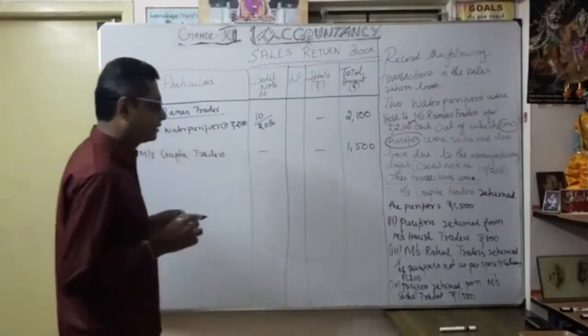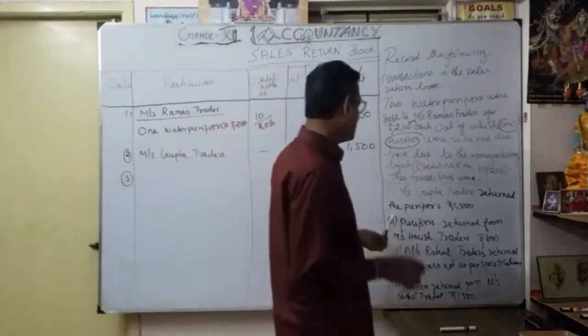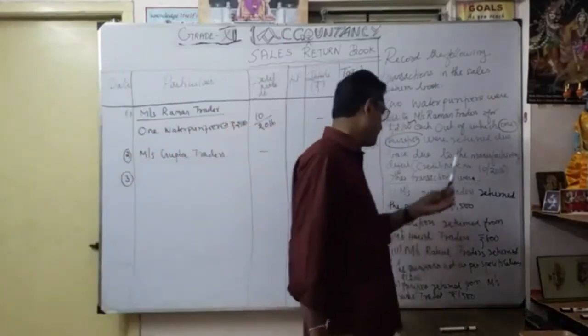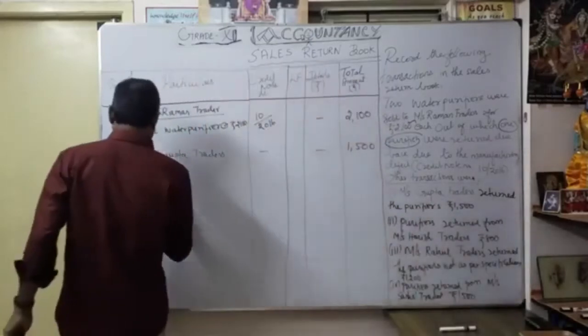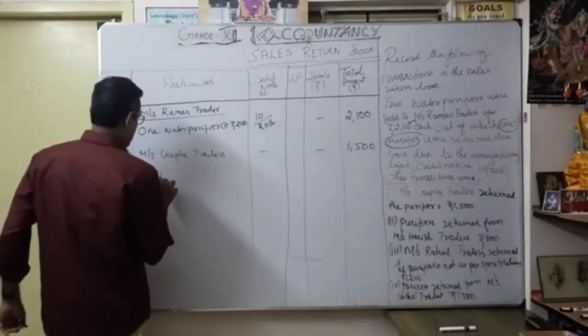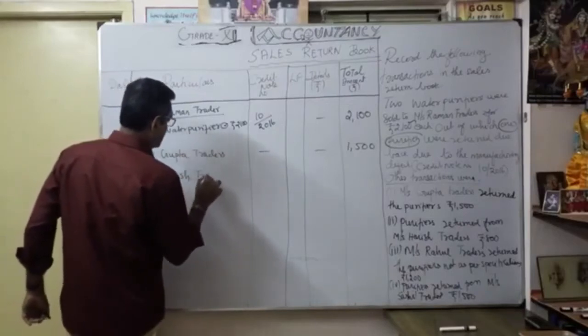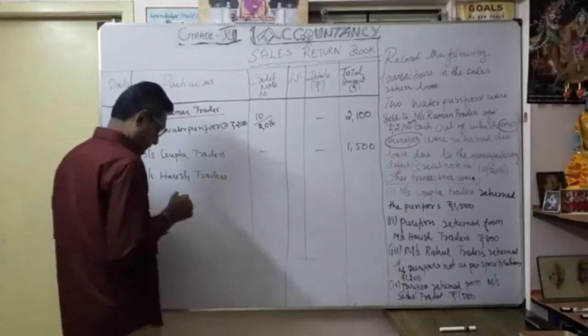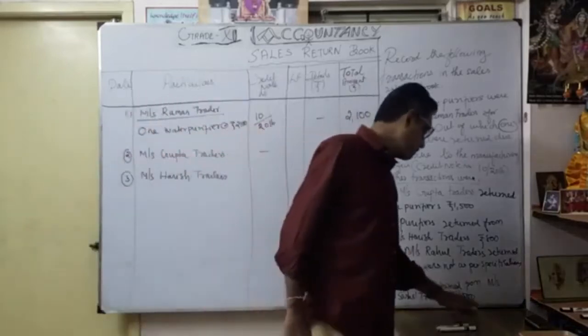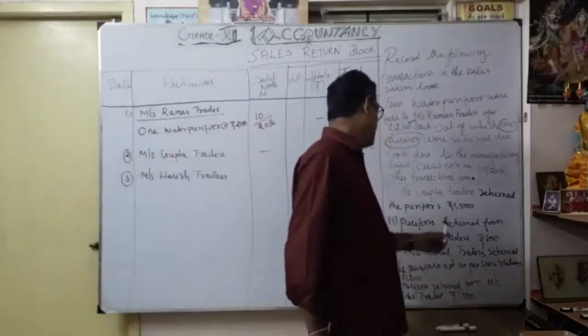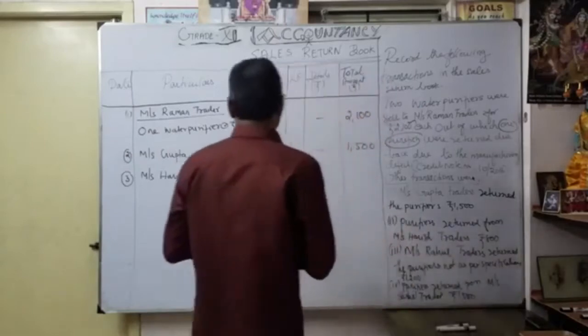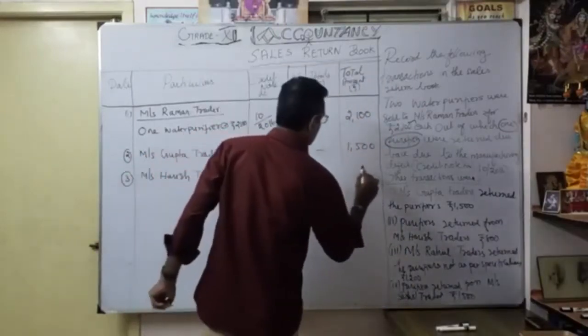What is the third one? Again, purifiers returned from Arish Traders. How much? 800. So here also no credit note number, nothing. So returned from Arish Traders, 800.